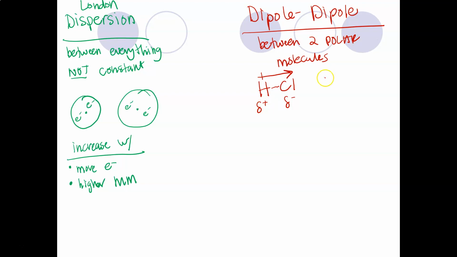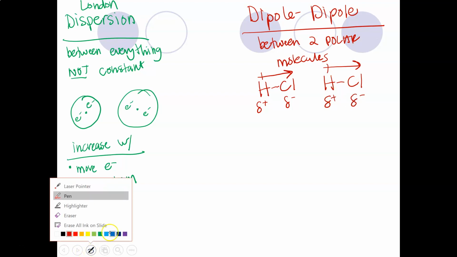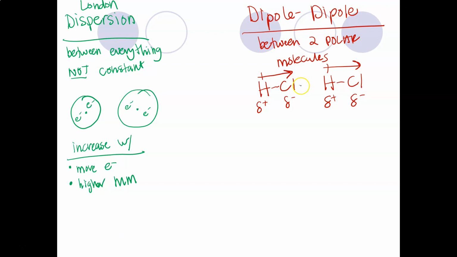Okay. Well, if I have another HCl molecule hanging out next to it with its positive end and its negative end, well, opposites attract, right? So the negative end of one HCl is going to be attracted to the positive end of another HCl. That is the dipole-dipole force. Okay, so it only happens between two polar molecules, and a polar molecule is one that has a permanent positive end or negative end. Okay, so if something has dipole-dipole, it also has dispersion because everything has dispersion.